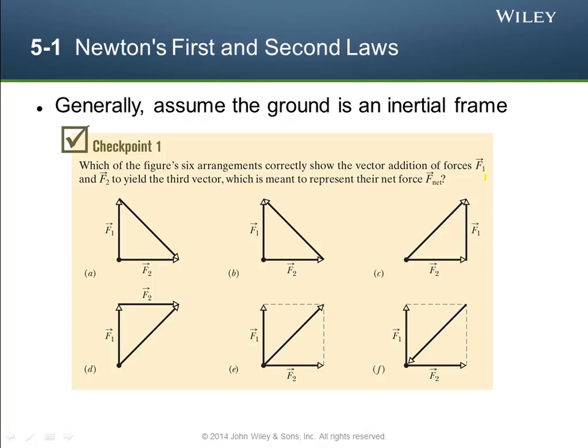Here's a quick little checkpoint. It's pretty basic, just asking which one would actually yield the third vector. We're pretty good at adding vectors at this point, so we know that C, D, and E are the only ones that actually result in a third vector as shown.